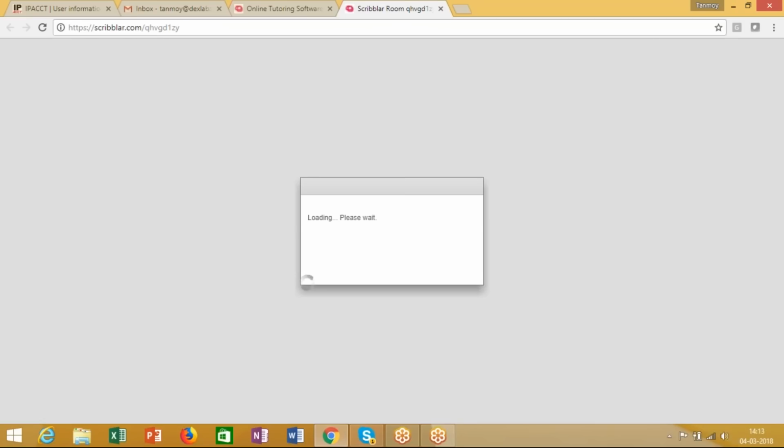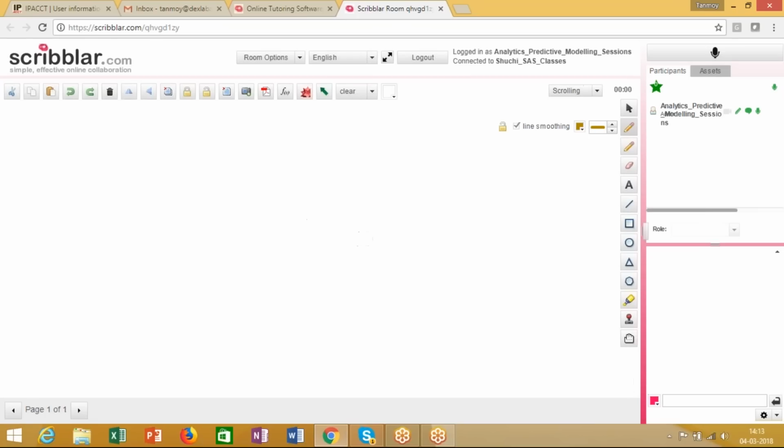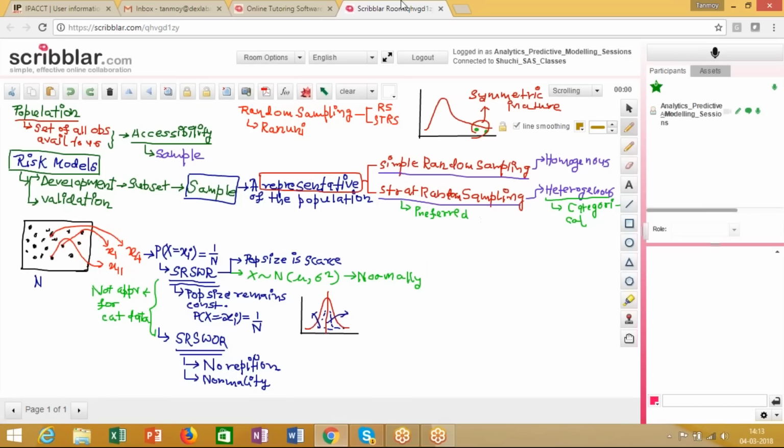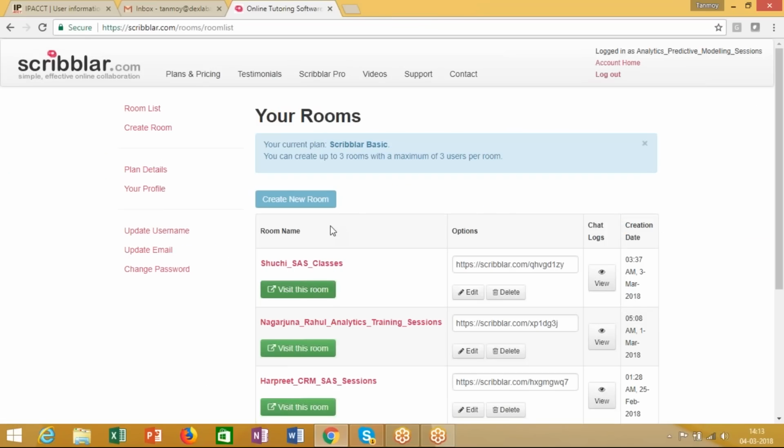Whatever classes go on, we can always convert into PDF documents. Whatever board work is done would be shared with you over the week as a Scribbler board work session. Apart from this, we will also be working with the SAS editor windows. You will get well documented SAS editor windows for your learning purposes. The whiteboard work and the PDFs are going to be some of the most important documents shared with you.